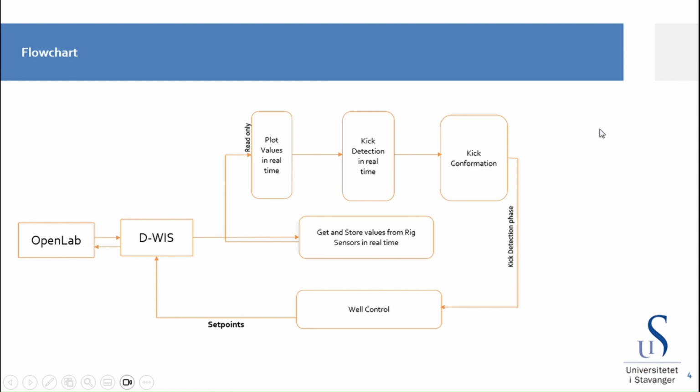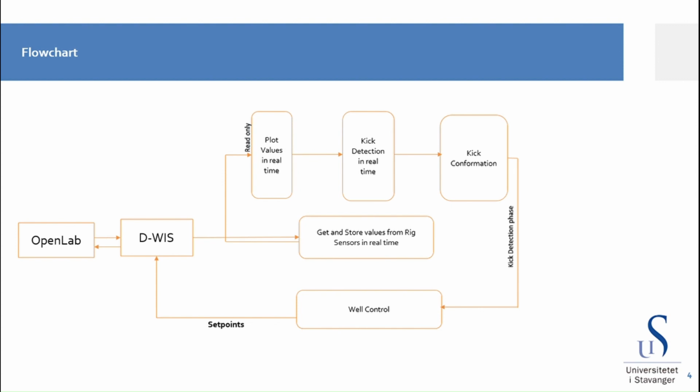Here is the flowchart for our system. Simulation is running in the OpenLab, and then we have a device that is connected with the OpenLab to get all the values from the simulation. We are using our Python code to access the values and then store them in the form of a Pandas data frame from the device, and everything is being done in real time.